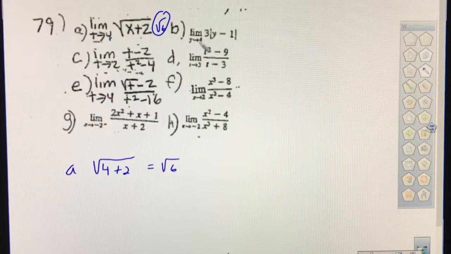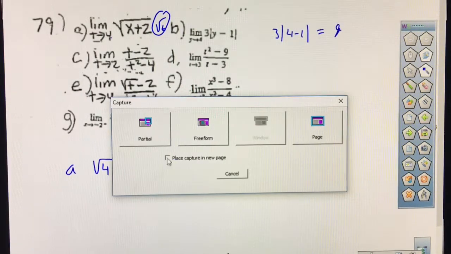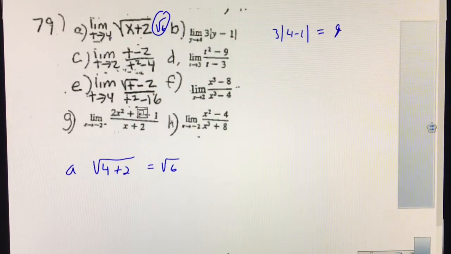For part B, I plug in 4, it's y goes to 4, so it's going to be 3 times 4 minus 1. The absolute value of 3 is 3. 3 times 3 equals 9. This one, too, when I plug that in, it's a little troublesome. When I plug in the 2, I get 0 over 0. So I'm going to take that one to a different board, and we'll do that limit individually.